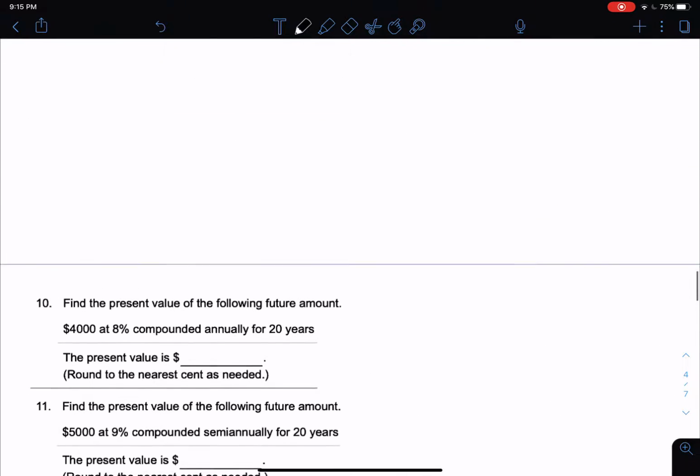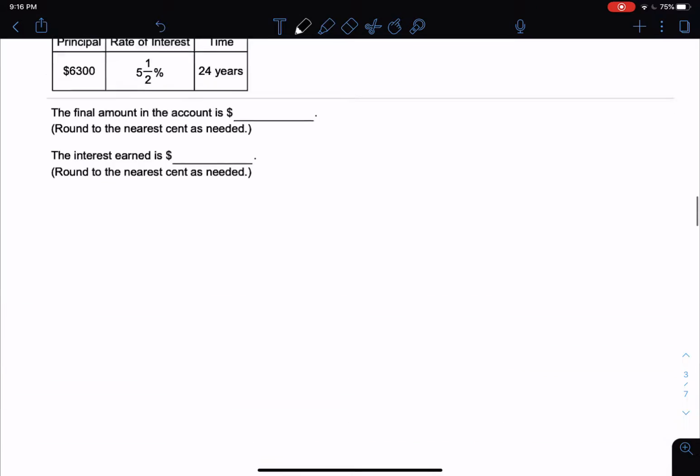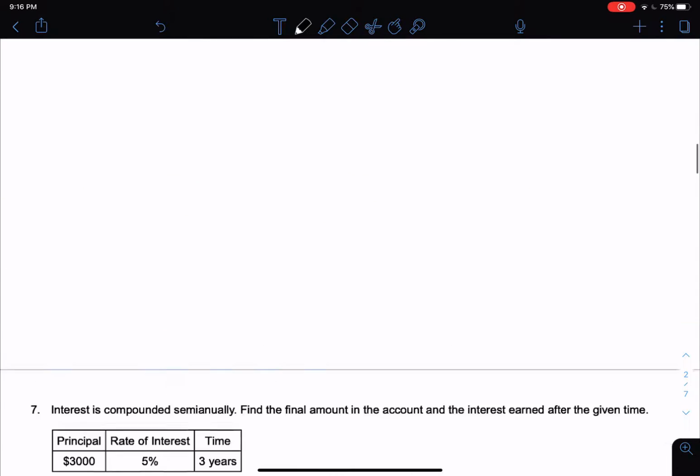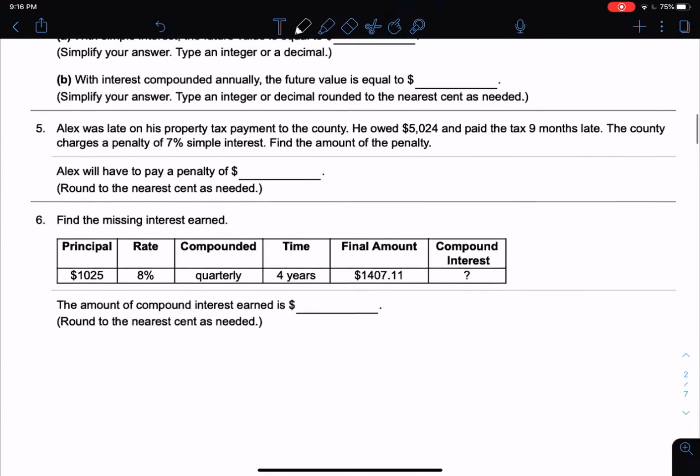All right, let's get up here to problem number what? 4? Problem number 4. There it is.